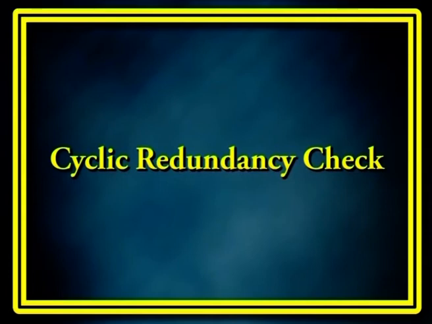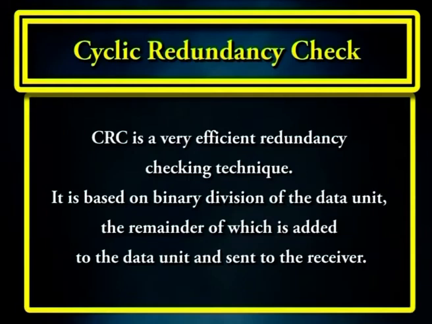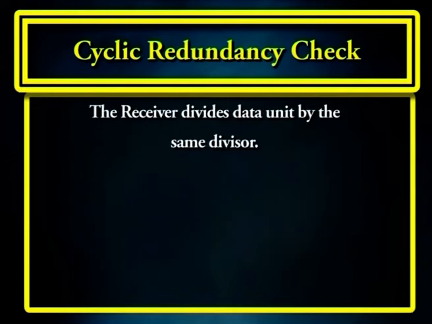The next method for error detection is cyclic redundancy check. Cyclic redundancy check is a very efficient redundancy checking technique. It is based on binary division of the data unit, the remainder of which is added to the data unit and sent to the receiver. The receiver divides the data unit by the same divisor.